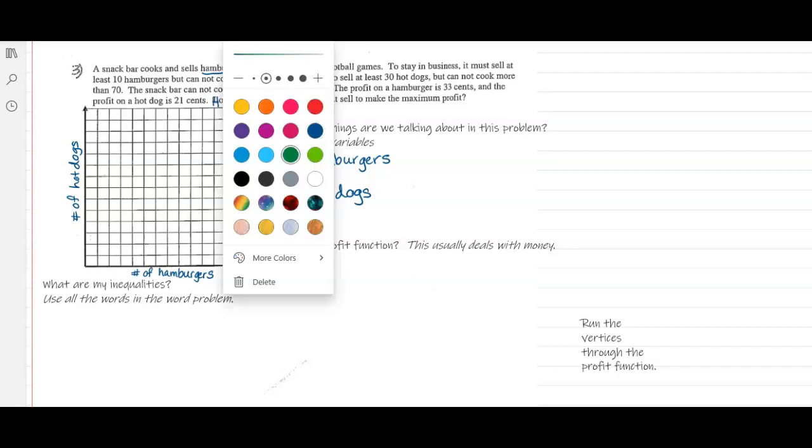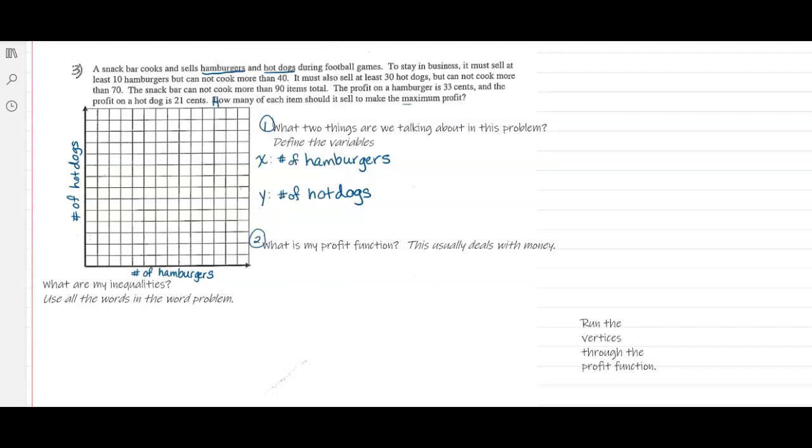I know that this one is going to deal with money because I see the words maximum profit. Profit is how much money you make. I also look back to the previous sentence and I see the word profit again. So the profit on a hamburger is 33 cents and the profit on a hot dog is 21 cents. How many of each item should it sell to maximize my profit? So now I can write a profit function.